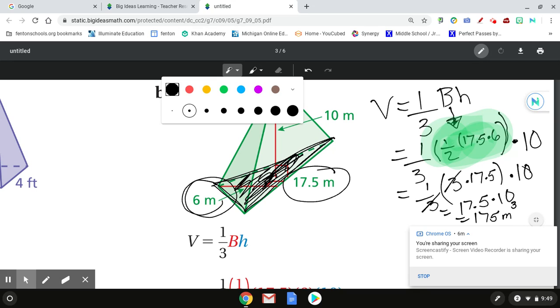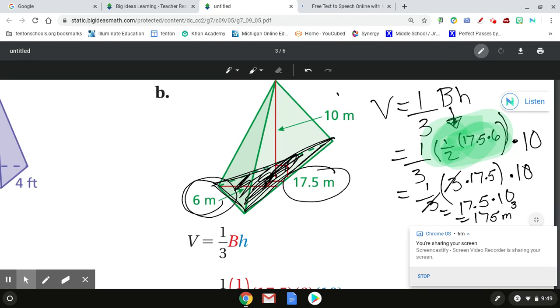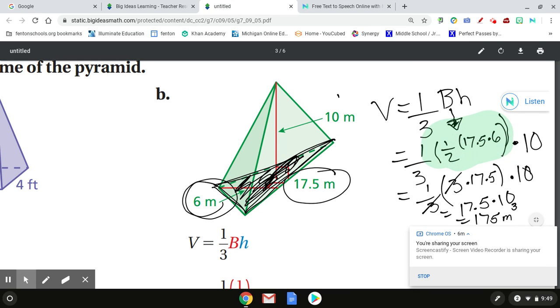Okay, so I'm just going to scroll down so you guys can see. Oops, that's not what I wanted to do. This will go away. Oh, just kidding, it won't go away.